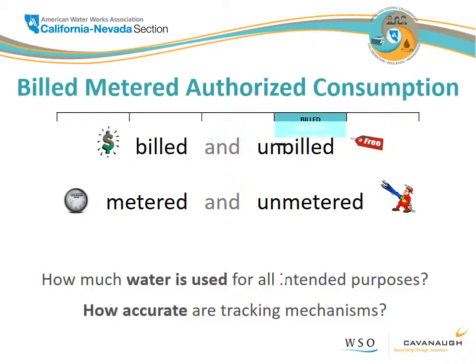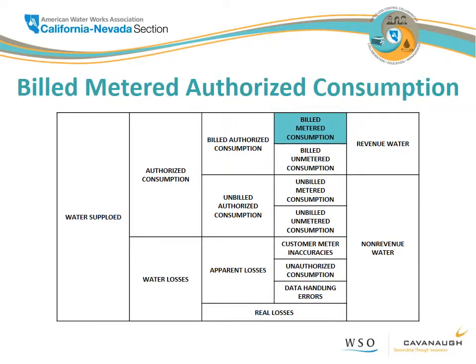So first, one of the biggest volumes that we have to determine is this billed metered authorized consumption. For a good deal of Californian utilities, most of our customers have meters in line with their service connections. So most of our customers will qualify under this type of consumption. There's both a bill generated for them and there's a meter associated with their read.